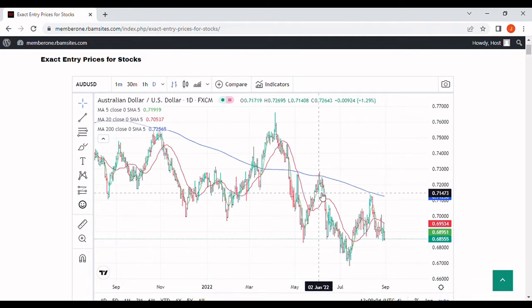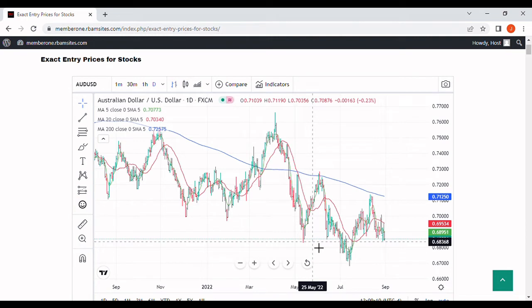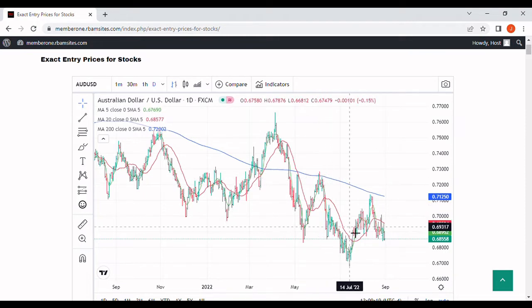decline. We came back up after a very sharp sell-off from 0.76 all the way down to 0.68, and we came back up and again tested the 200-day moving average, and interestingly enough respected it and bounced back down to put us firmly back down in bear market territory, all the way back down below 0.67.